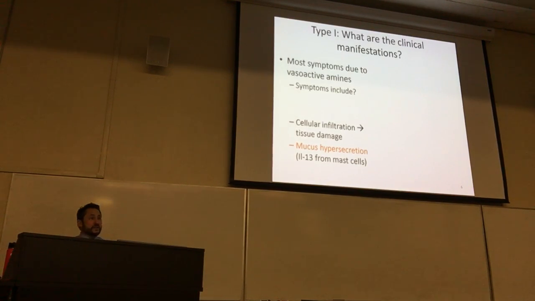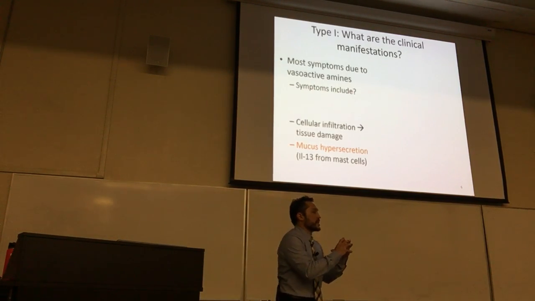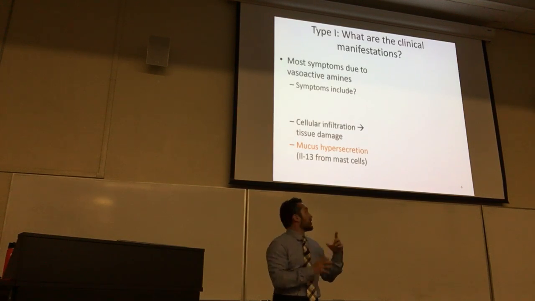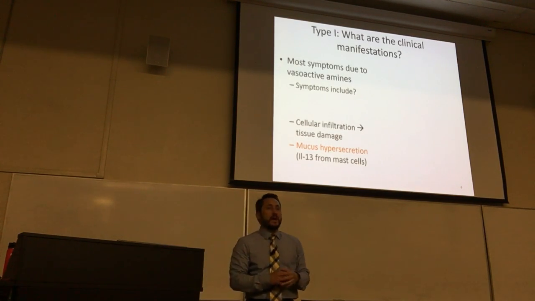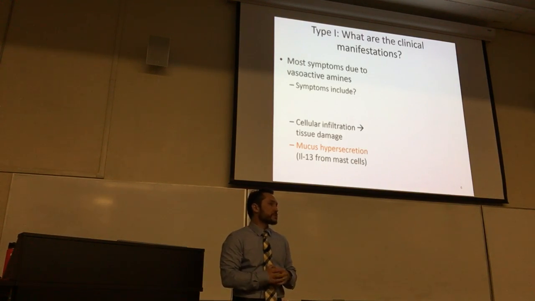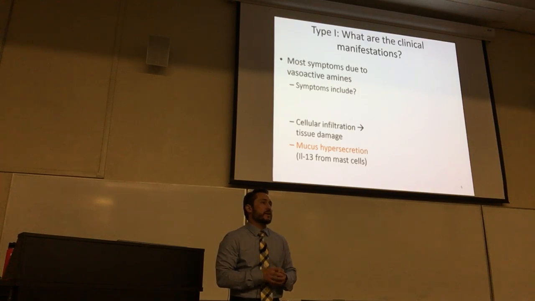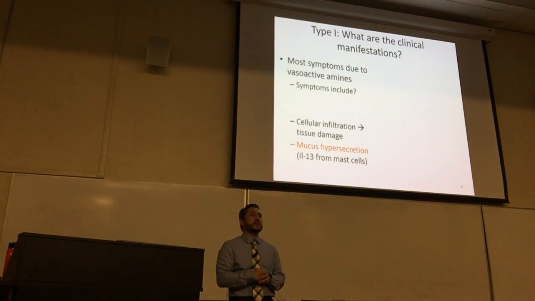And then the mast cells, one of the secretory contents in those vesicles is a compound known as interleukin-13. Interleukin-13 or IL-13 actually influences the epithelium to release and secrete more mucus. And so you get a lot of salivary mucus that is upregulated in this IgE response.